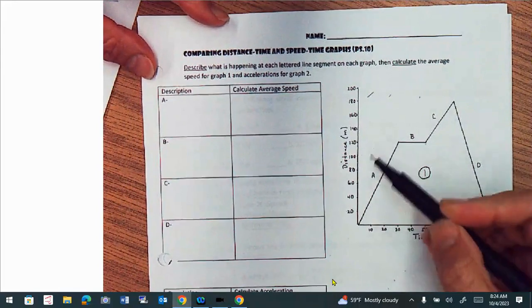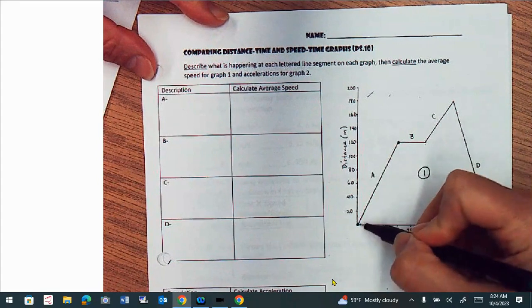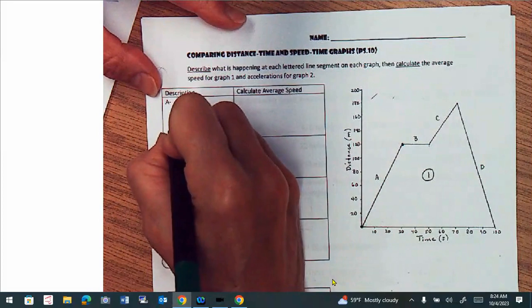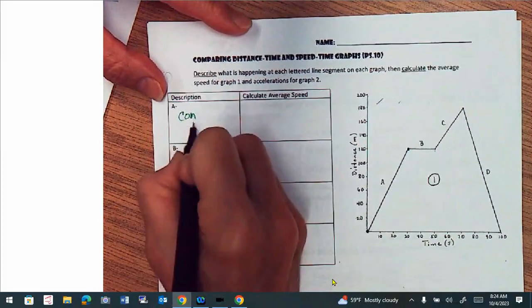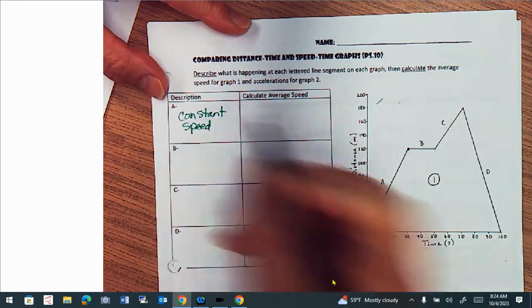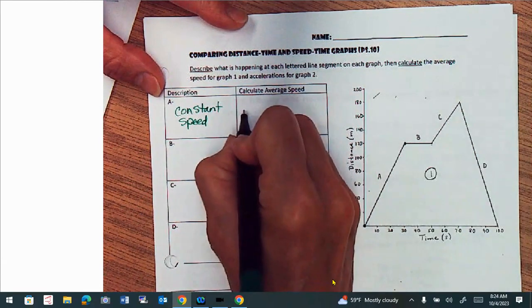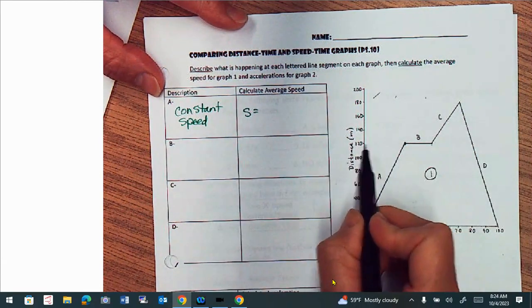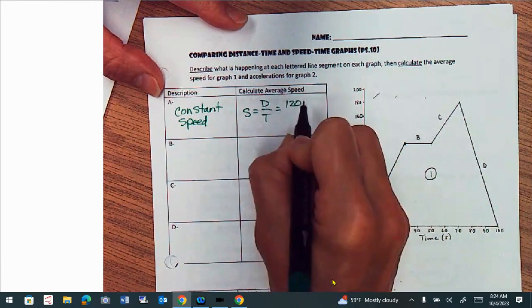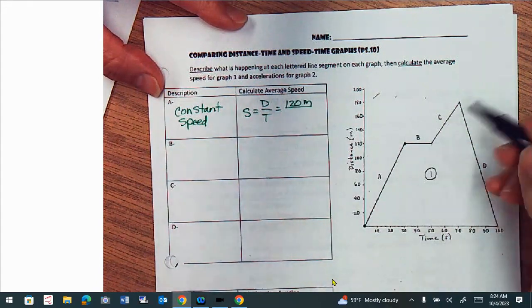So from this point to this point here, this line is a straight diagonal line, which represents constant speed. And to calculate the average speed, we take the total distance, which is 120 meters, divided by the total time, which is 30 seconds.